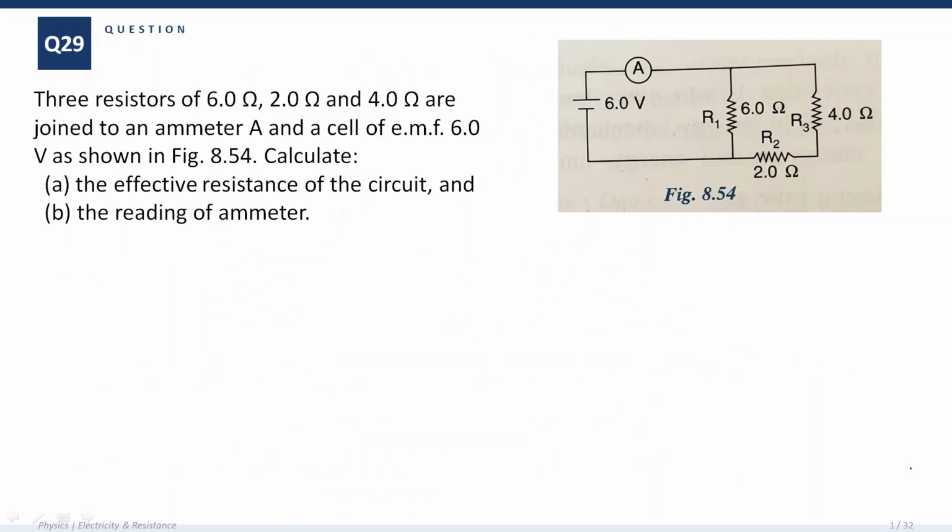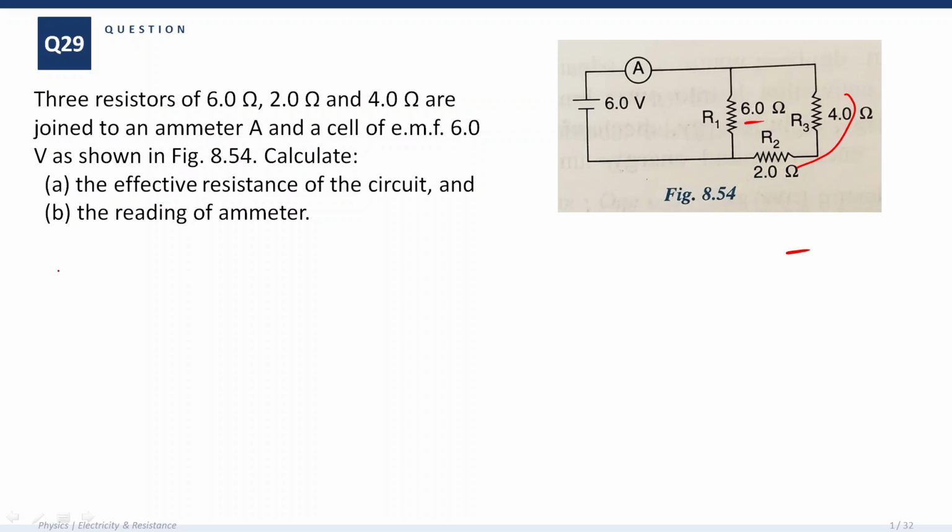The next question. Three resistors of 6 ohm, 2 ohm and 4 ohm are joined to an ammeter A and a cell of EMF 6 volt as shown in the figure. Calculate the effective resistance of the circuit and the reading of the ammeter. Okay, look at the diagram. In the diagram, these two are in series, 4 plus 2, 6, and 6, these 6 parallel to each other.